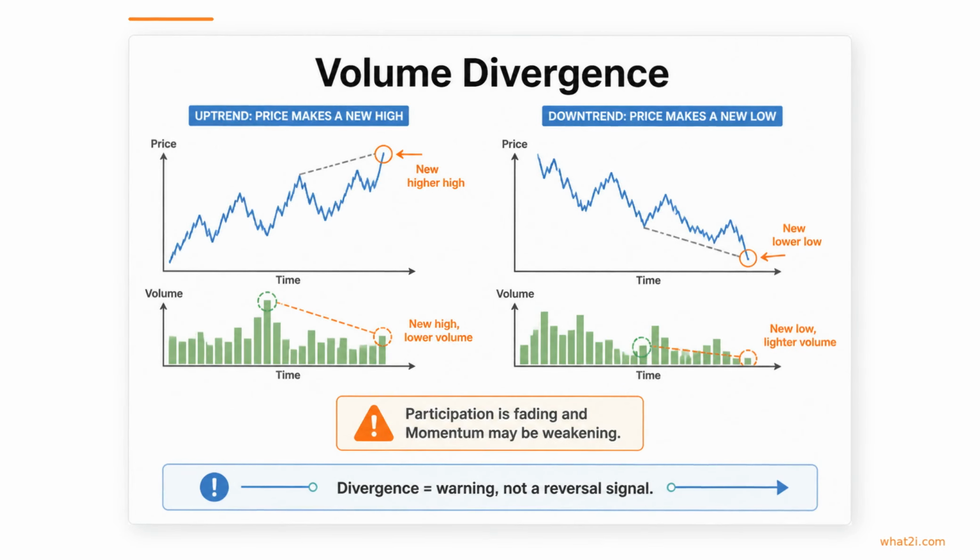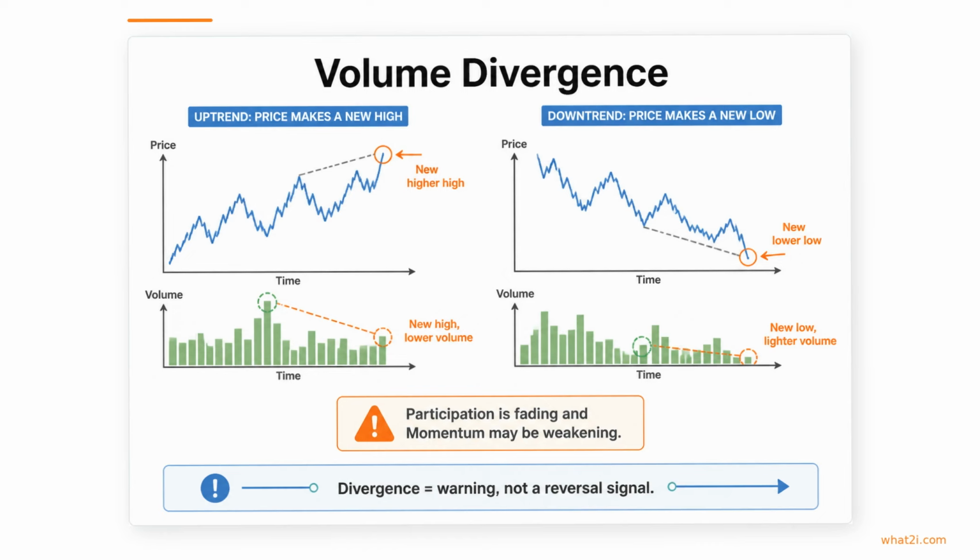Volume divergence happens when price keeps extending its move, but volume does not confirm with equal strength. For example, price may make a new high while volume is lower than it was on the previous high, or price may make a new low while the volume behind that decline is lighter than before. In both cases, participation is fading even though price is still moving. That can warn that momentum is weakening, but divergence is not a reversal signal by itself. It is simply a clue that the current move may be losing support.